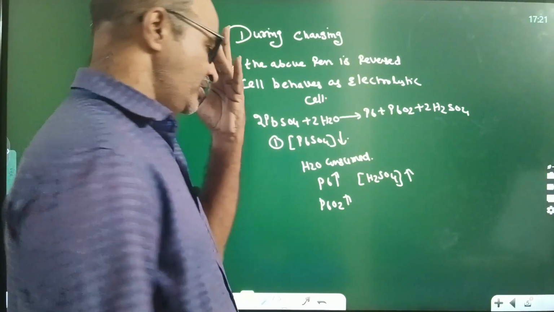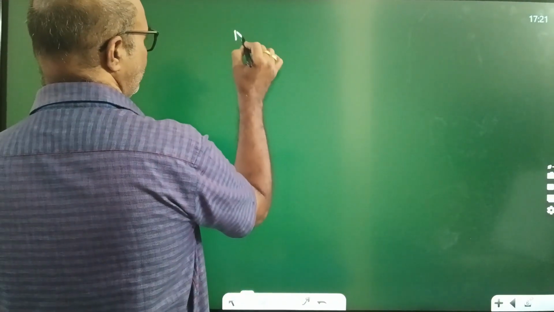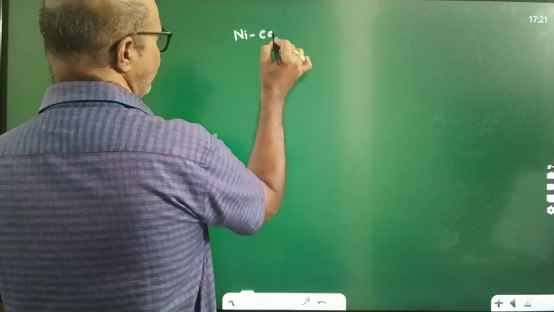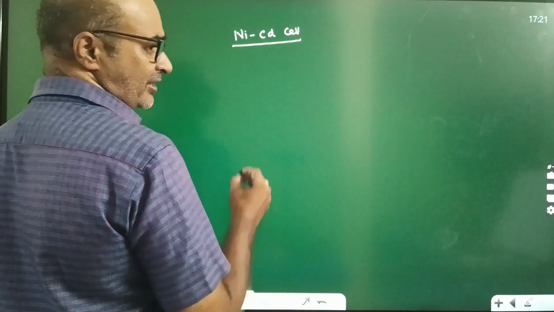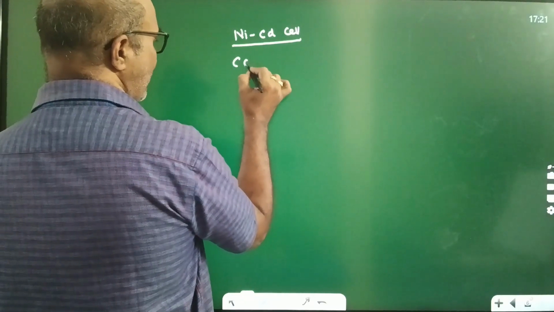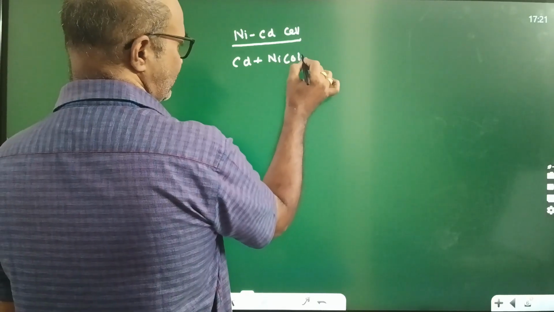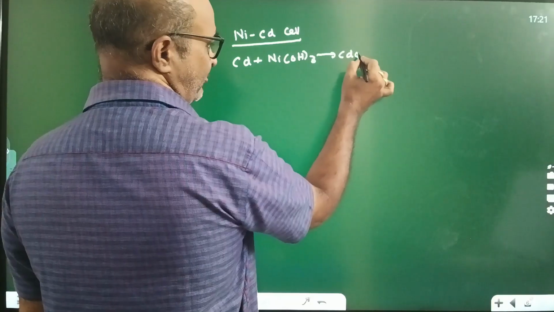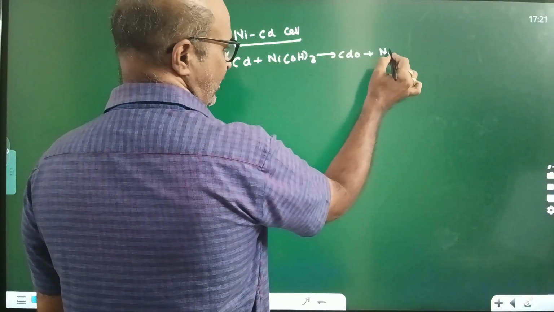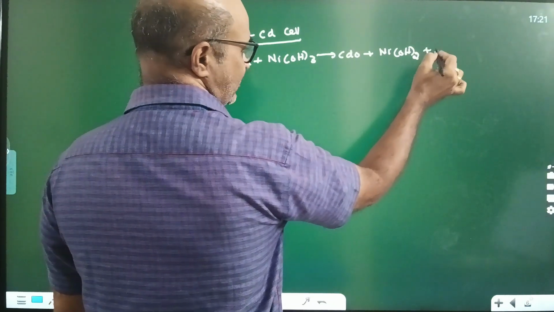Next, nickel cadmium cell. So the overall reaction in the nickel cadmium cell is cadmium plus Ni(OH)3 gives rise to cadmium oxide plus Ni(OH)2 plus H2O.